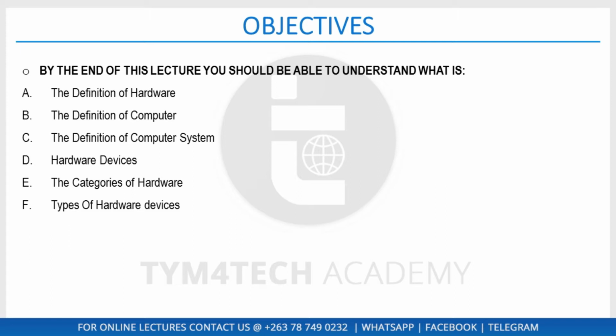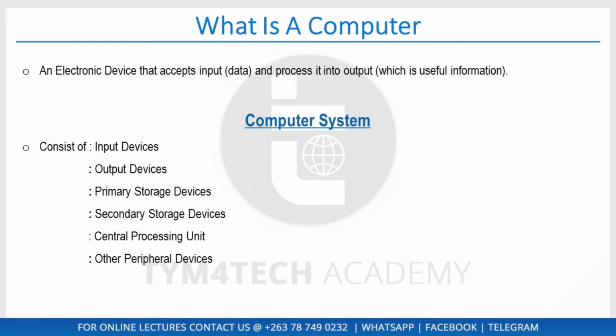But first of all, before knowing what a hardware device is, we should know what a computer is. A computer is an electronic device or a machine that accepts input data and processes it into output, which is useful to the end user. A computer system consists of input and output devices that can be hardware, primary and secondary devices, the central processing unit, and other peripheral devices.